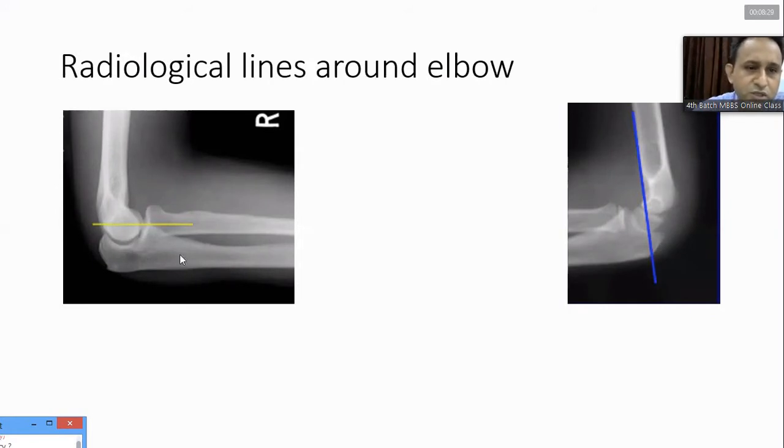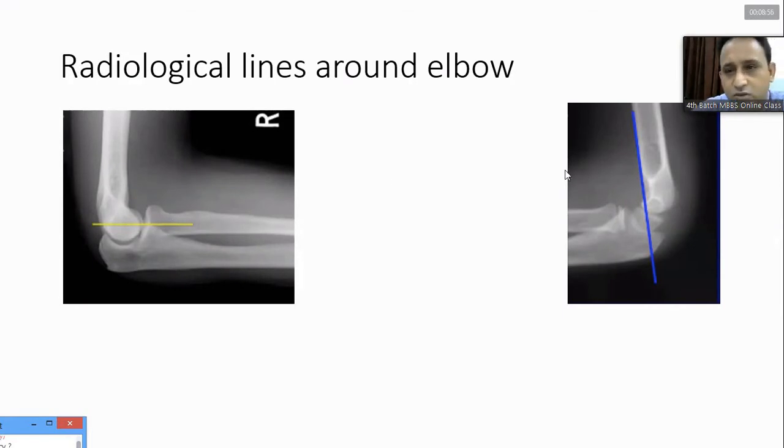The first line is the long axis passing through the radius. This is the radius bone. It should cross through the center of the capitulum. This is the capitulum bone. No matter what degree of flexion it is, it should always pass through the center of the capitulum. So anything above or below, you note that the radial head is subluxated or dislocated.